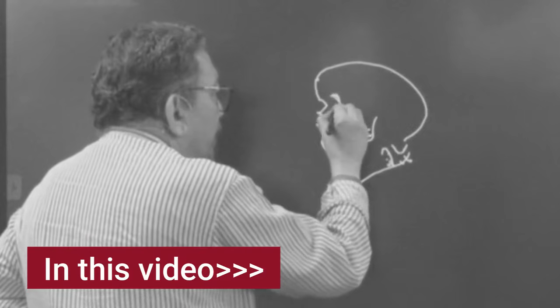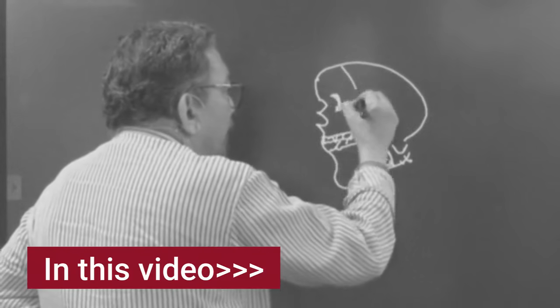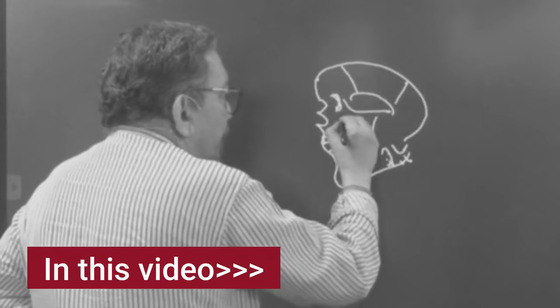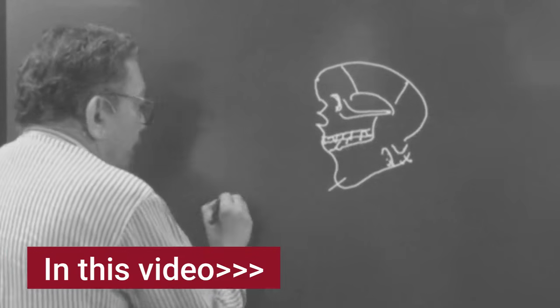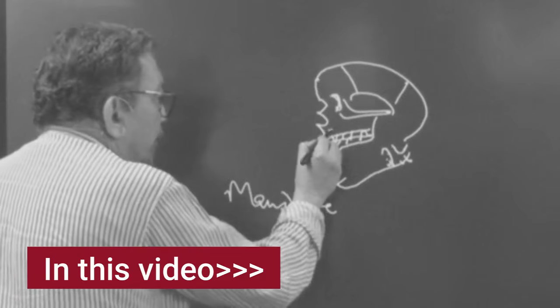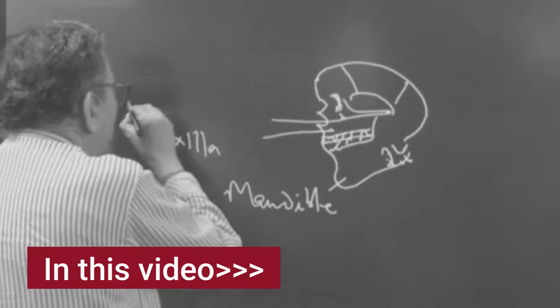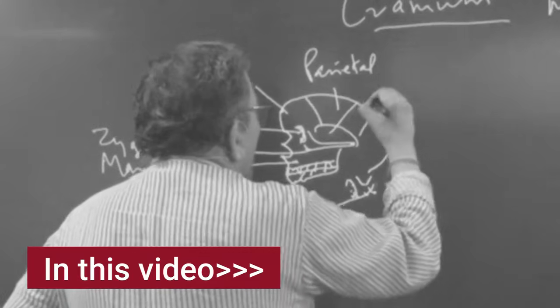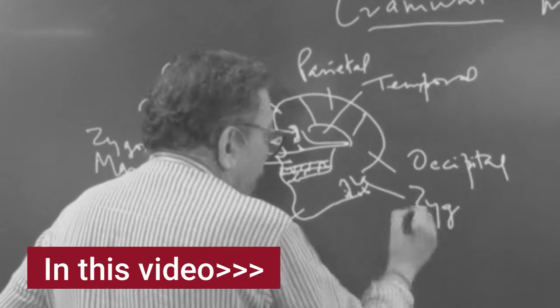This is the orbit, then this is frontal, parietal, temporal, zygomatic. This is your mandible, this is maxilla, zygomatic, orbit, frontal, parietal, temporal, occipital, mastoid.